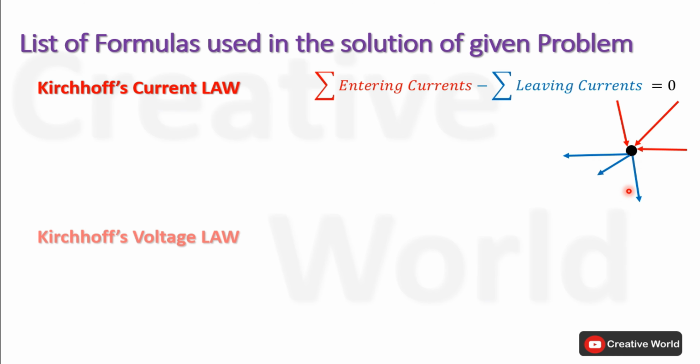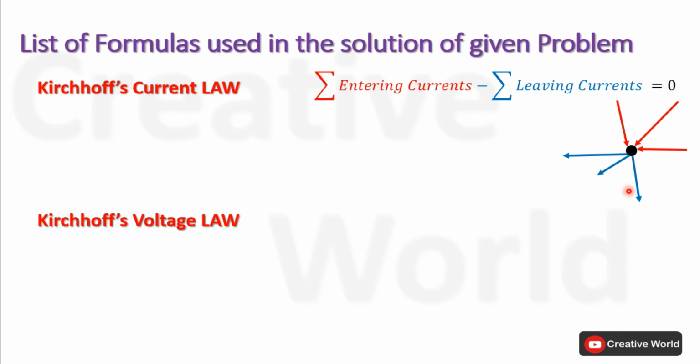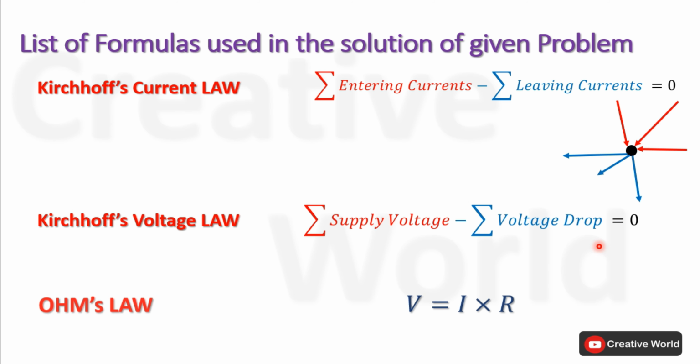We also will be using Kirchoff's voltage law. According to this law, a cumulative supplied and dropped voltage across circuit elements in a closed loop is always equal to 0. Ohm's law will also be utilized while solving this problem.